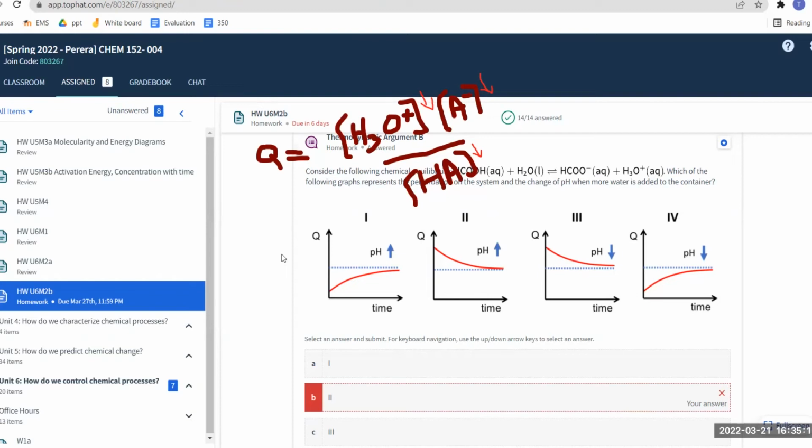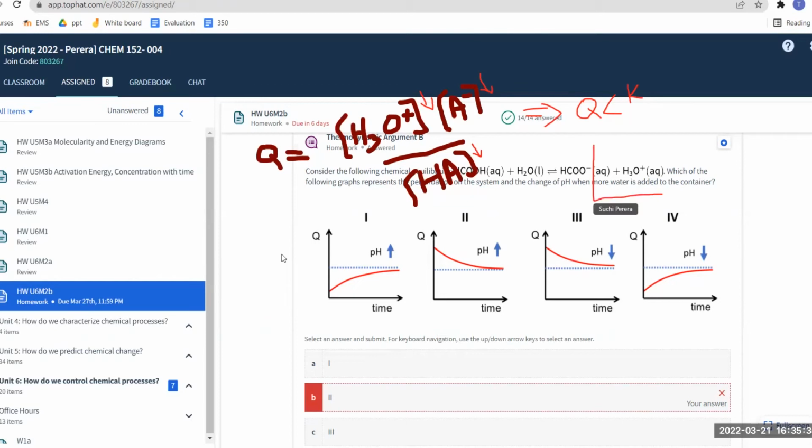And as a result of that, should Q be less than K, or greater than K now? Less than K. Yeah, there you go. The Q decreases now, right? And as a result of that, our Q value will be less than K.